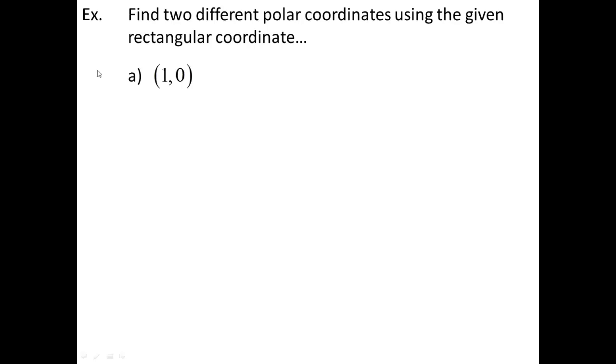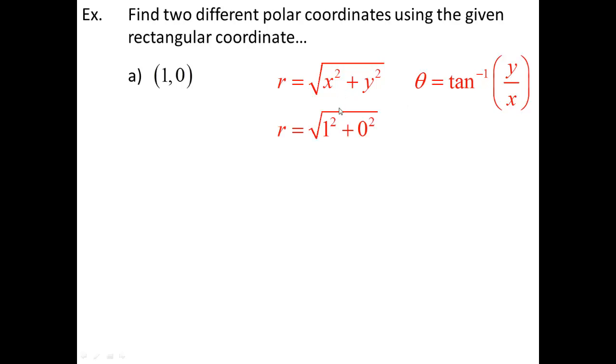So we've got the rectangular coordinate 1, 0. In other words, I have x and I have y. So if I have x and y and I'm looking for r and theta, I'll start with my Pythagorean theorem formula and my inverse tangent formula. So just plug and chug, 1 and 0 for x and y. That's just going to give me 1 for my radius. For the inverse tangent, I'll plug in 0 over 1, which is really just inverse tangent of 0.